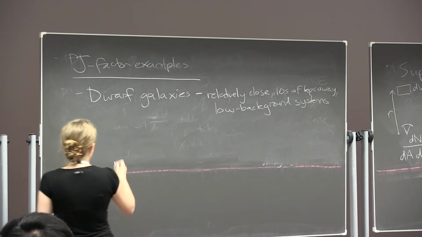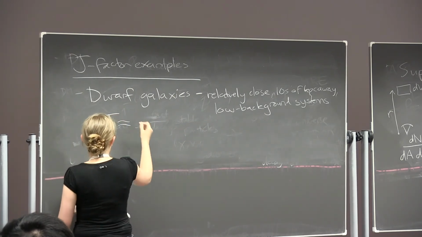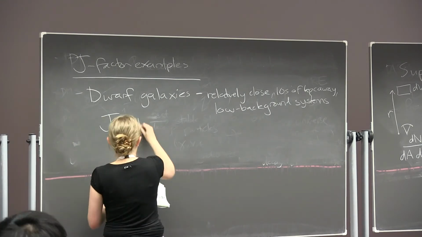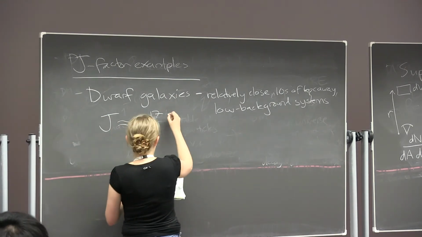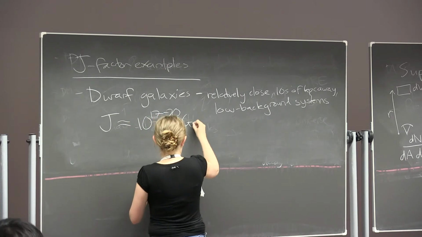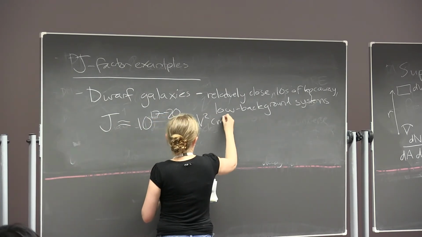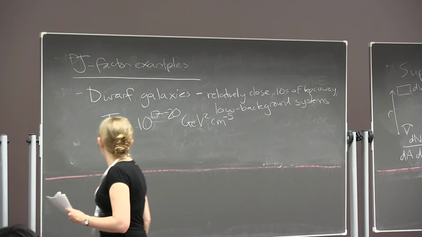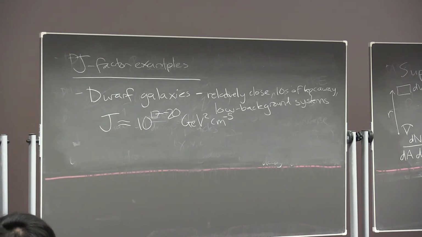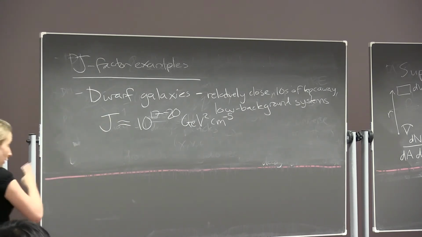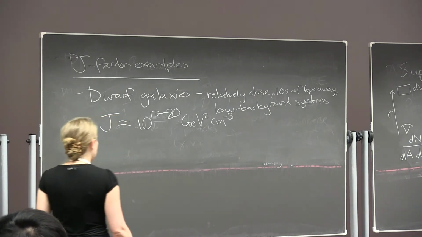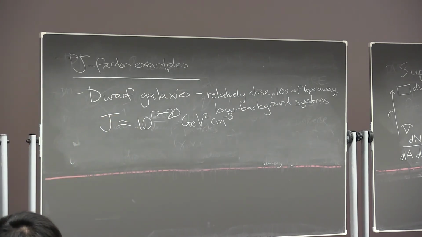The J factors that you get for these dwarf galaxies for annihilation are somewhere in the order of... The absolute value of this number won't mean very much to you. I'm just going to compare it to another region, and then you'll see how much stronger it is. In these units, they're like 10 to the 17, 10 to the 20 GeV squared per centimeter to the 5.